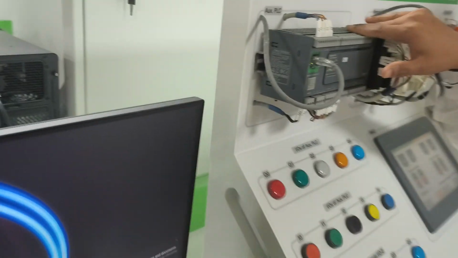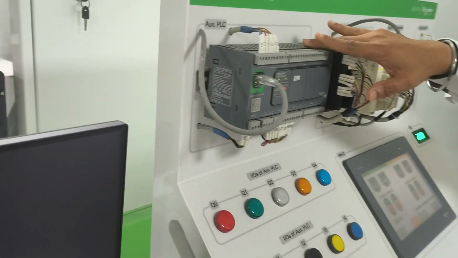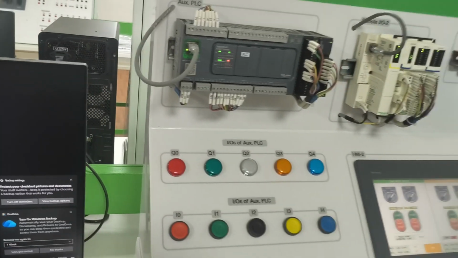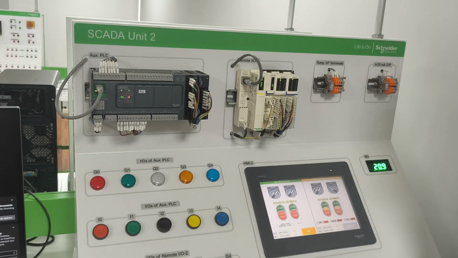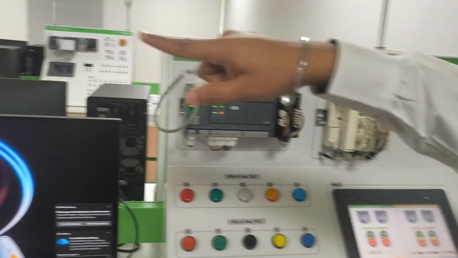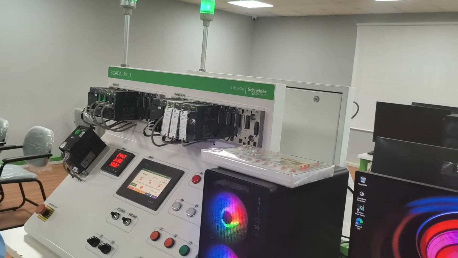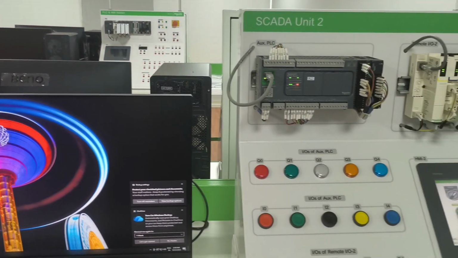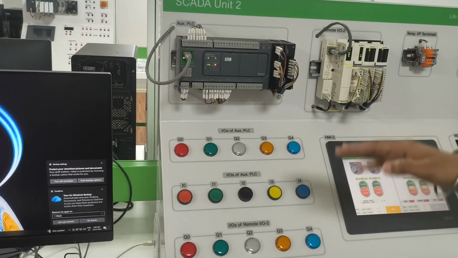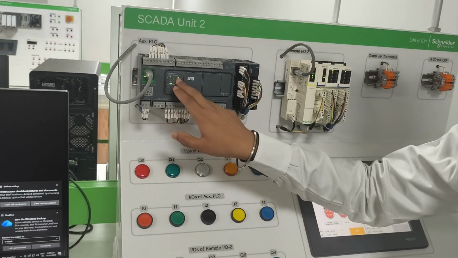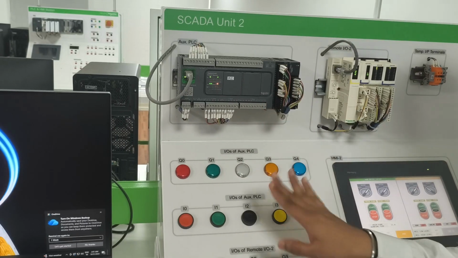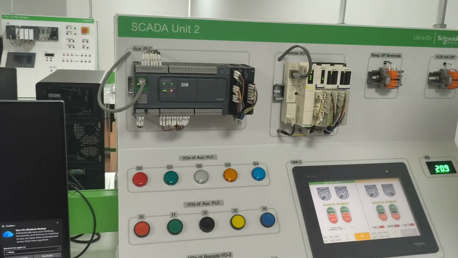Similarly, in station 2, we have an auxiliary PLC. As I told you, in Scada we have different PLCs. One is a modular PLC and another is a compact PLC. That PLC we call a modular PLC, where we are adding the input output cards. Whereas in a compact PLC, this is fixed. Fixed I/O, 40 T means 40 fixed. So next is remote IO.